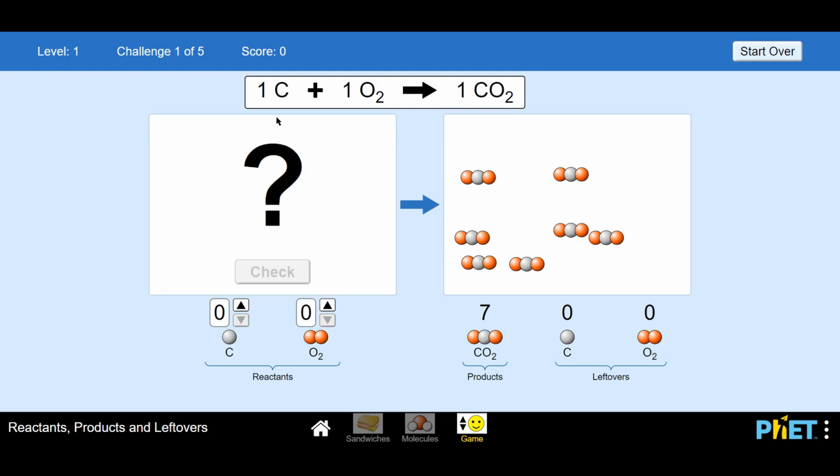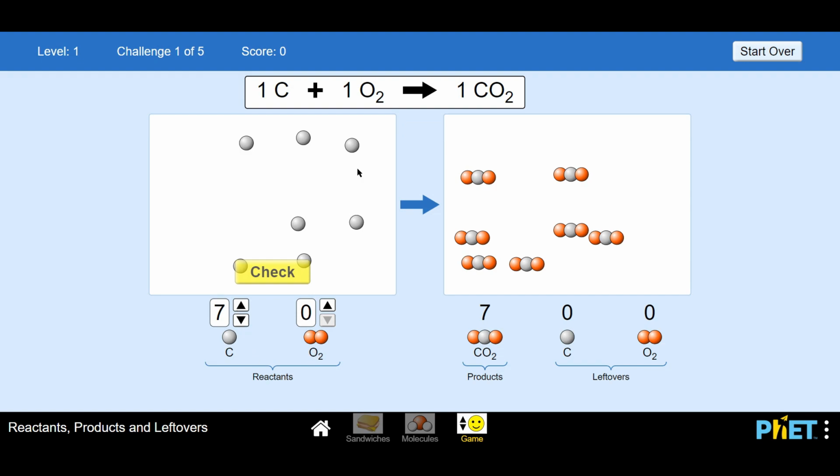When I look at this at the top, apparently when carbon and oxygen gas combine in a 1-to-1 ratio, then carbon dioxide is being produced. On the left I see a question mark, and on the right I see some carbon dioxide molecules. In fact, there are 7 carbon dioxide molecules as products that are already counted for me on the bottom. Apparently carbon is that gray circle. So I see 1, 2, 3, 4, 5, 6, 7 gray carbon atoms, so I must have had 7 carbon atoms to begin with as reactants.